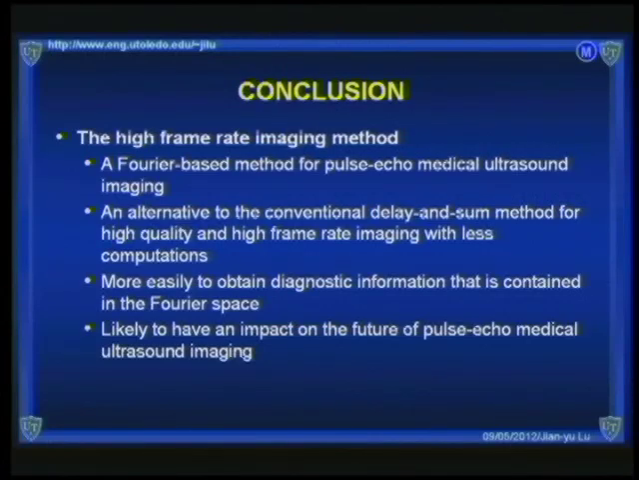So in conclusion, we have developed a high frame rate imaging system that is a Fourier-based method for pulse-echo medical ultrasound images, and which is a net alternative to the conventional delay and sum imaging method for high quality and high frame rate imaging with less computation. It will be easier to obtain diagnostic information that is contained in the Fourier space, which might not necessarily be presented in the time space, and is likely to have an impact on the future of pulse-echo ultrasound imaging.